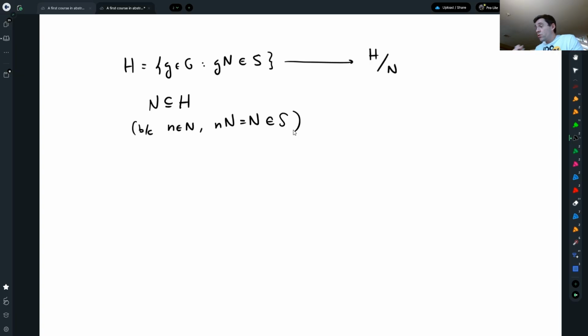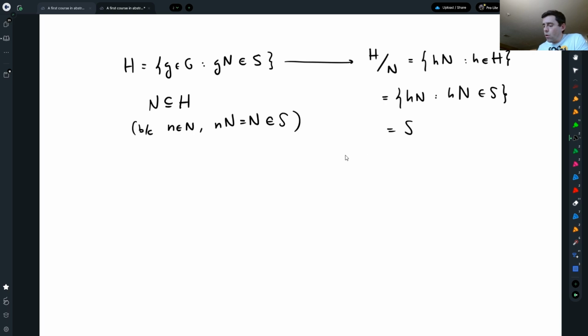And H modulo N, well, by definition, will be hN with h in H. But those are, by definition, the hNs such that, if hN is in S, which is S. And therefore, the map, the correspondence, is surjective.